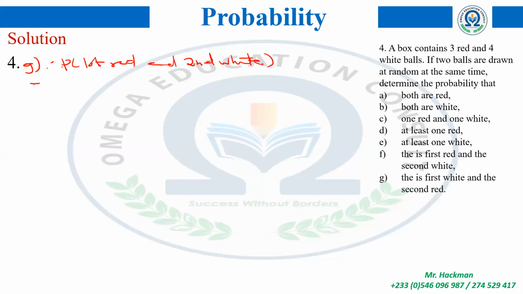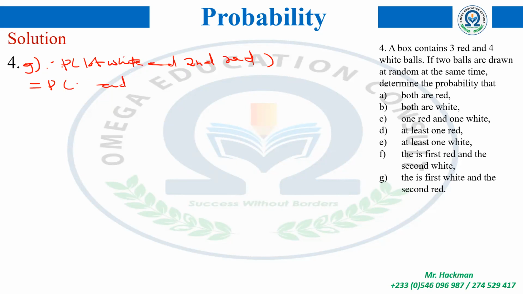Okay, so that will be equal to, we are going our usual routes. So we are going to get what? P, R sub 1 and what? Oh, first is white rather, and second red. Okay, let me clear that. Then we come in. So it's rather P, first white, and second red.